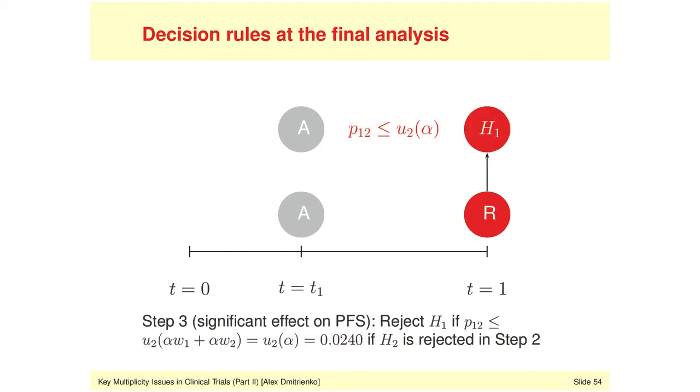The last case we need to consider here is represented by step 3, which corresponds to the following set of outcomes. We assume that the first time around in step 1, the hypothesis H1 was not rejected. There was not enough evidence to claim a significant effect on progression-free survival at the final analysis. We then proceeded to test the overall survival effect and were able to reject the hypothesis H2. This enables us to come back and retest the progression-free survival hypothesis, or H1, and this will be done at a higher significance level.